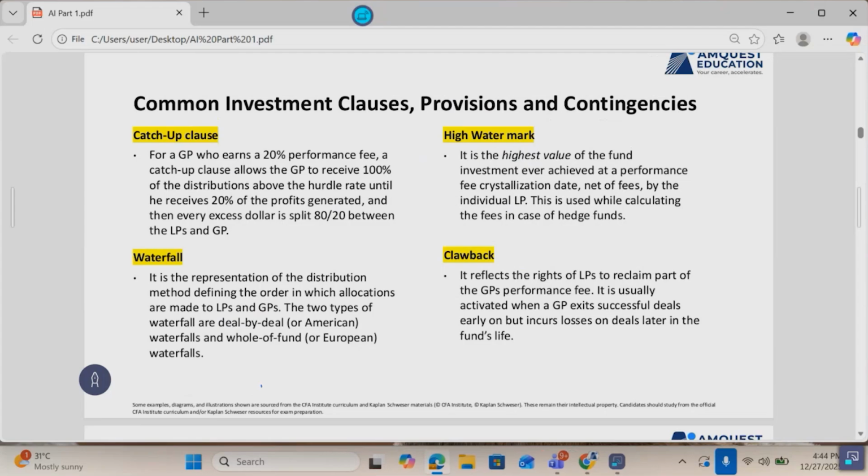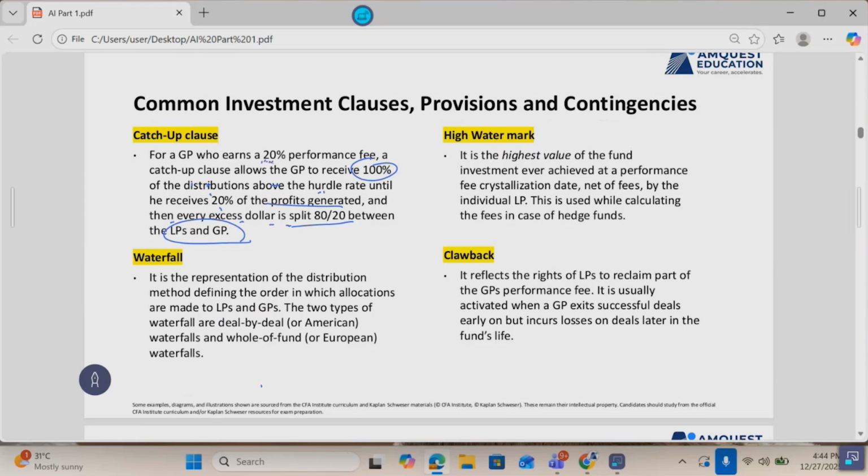Okay. Now, what's a catch-up clause? If a GP owns 25%, a catch-up clause allows the GP to receive 100% of the distributions above the hurdle rate until he receives 20% of the profit generated, and then every excess dollar is split 80-20 between the GP and the LP. Right? So basically catch-up clause means if I'm giving you 20% performance fee, right?